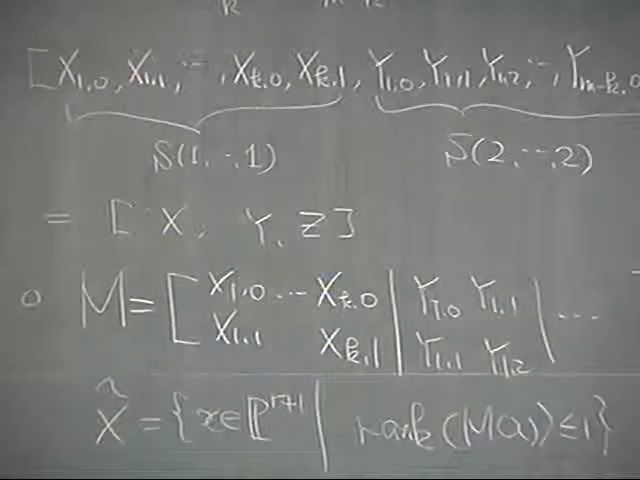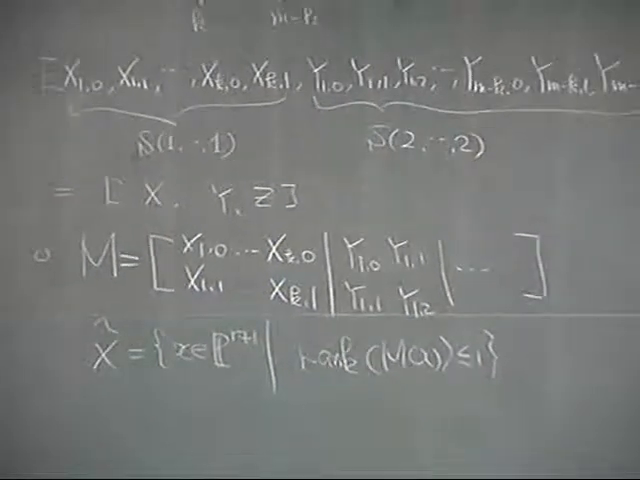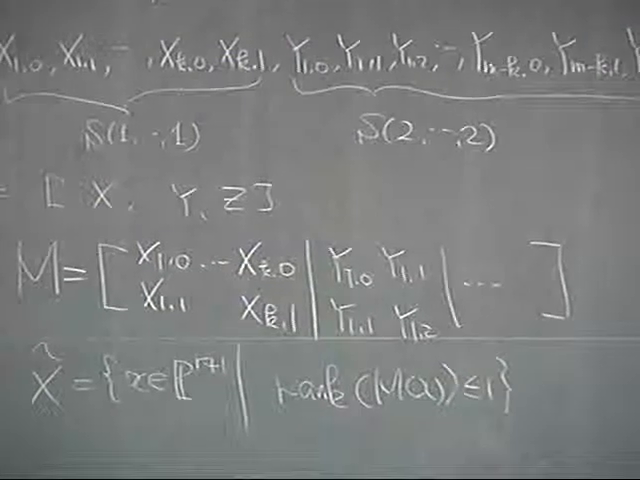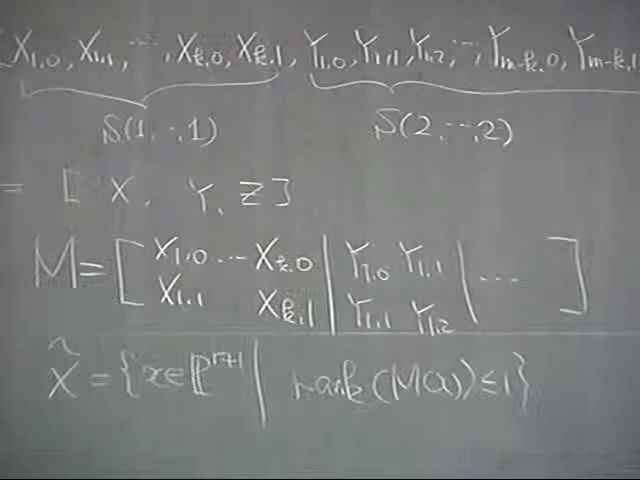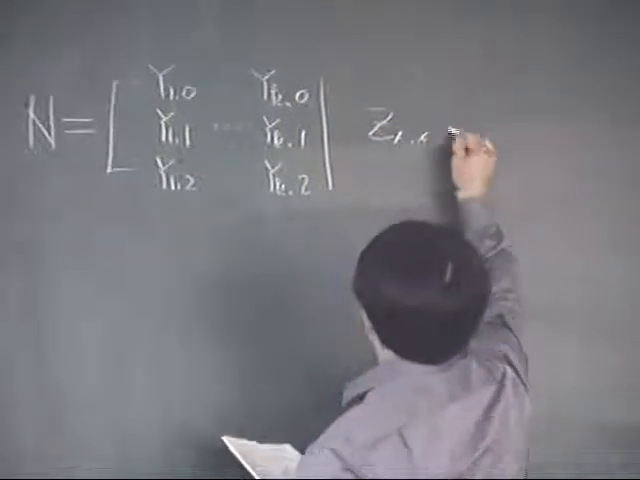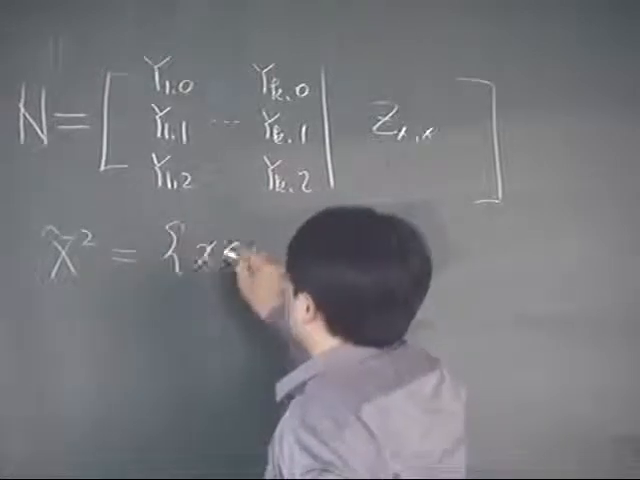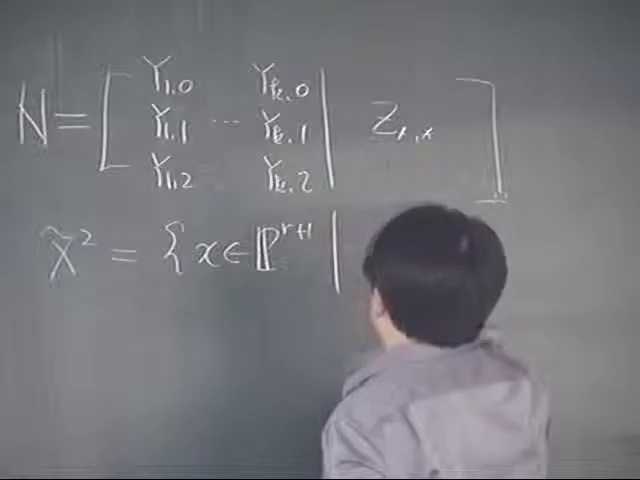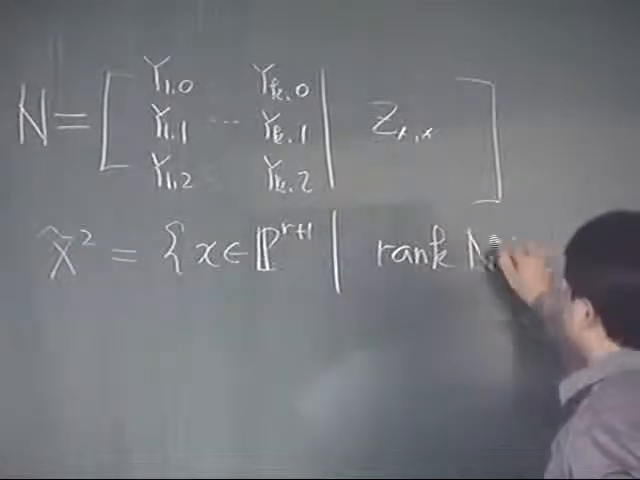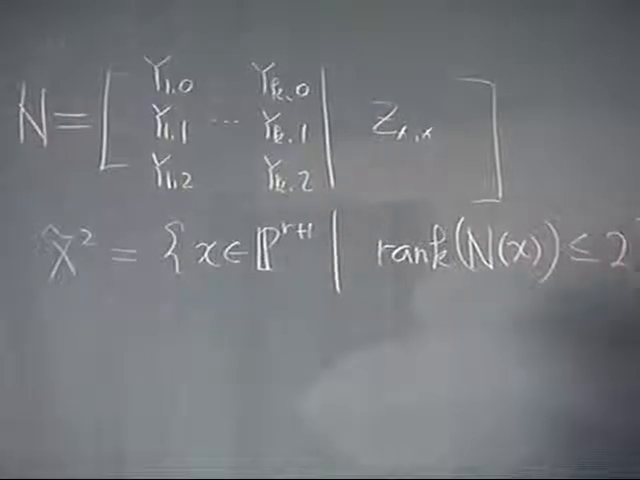And the second secant variety of X tilde is also described as the locus of some matrix. That is y 1 0, and here's the part. Then X tilde's second secant variety is the set of points where the rank of this matrix is less than or equal to 2.